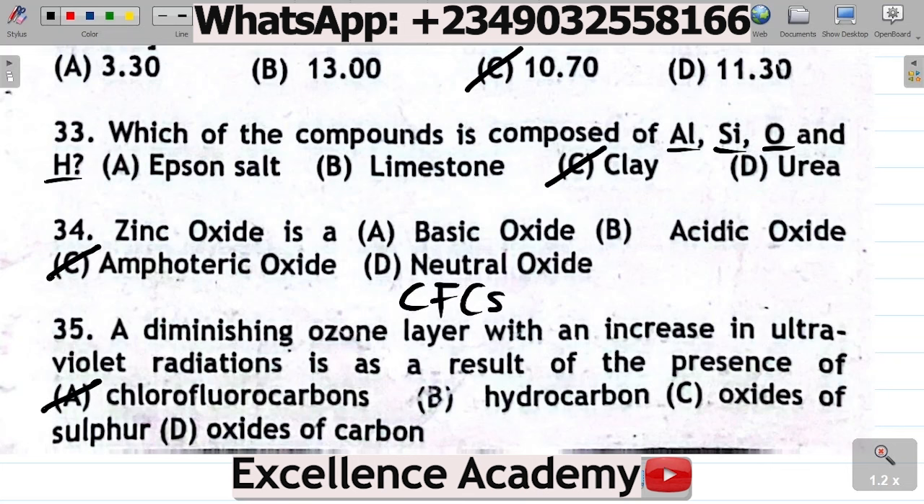CFCs are chlorofluorocarbons, and what they do is release chlorine radicals, and these chlorine radicals destroy or lower the layer of the ozone. So when the ozone layer is being diminished or reduced, it is as a result of chlorine radicals being released by the CFCs, which is the chlorofluorocarbons. So the correct answer for this question is chlorofluorocarbons.